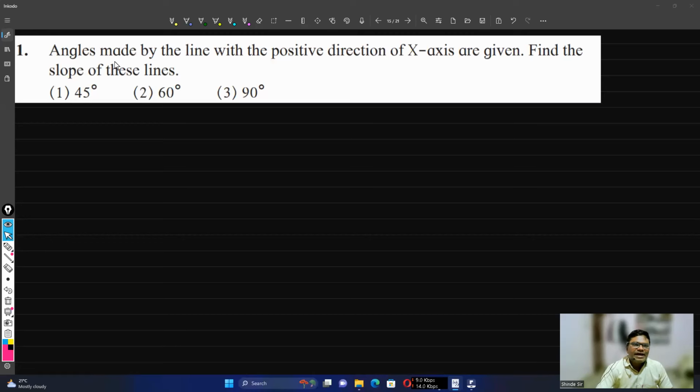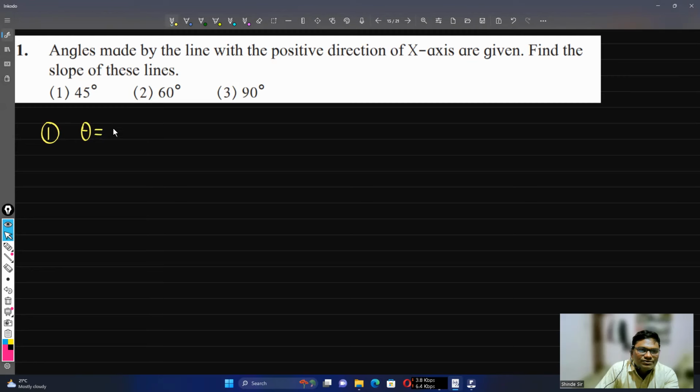Problem number 1: angles made by the line with the positive direction of x-axis are given. Find the slope of these lines. So we have the angles which are made between a line and x-axis, and we have to find the slope of each line which are forming these angles to the positive direction of x-axis. Now let's see how to solve these kinds of problems.